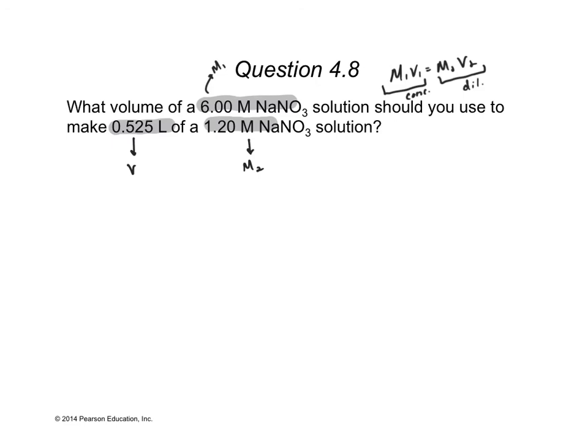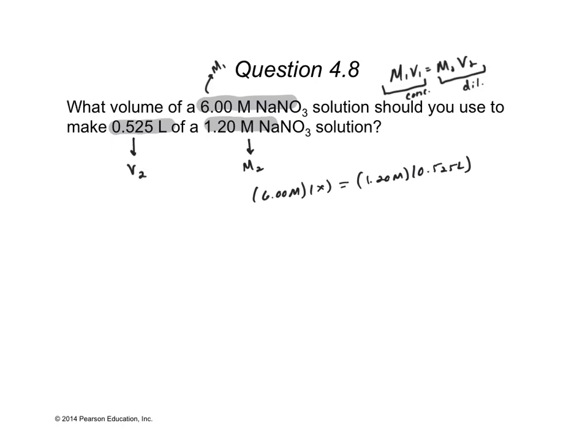So again, we're going to be solving for V1. What volume of that 6 molar solution do we need to make 1.2 molar solution, 0.525 liters of it? So we'll go ahead and plug everything in. We've got 6. Again, the V1 is this unknown. We'll leave it as x. Then we've got M2, which is 1.20 molar. And then we've got 0.525 liters.